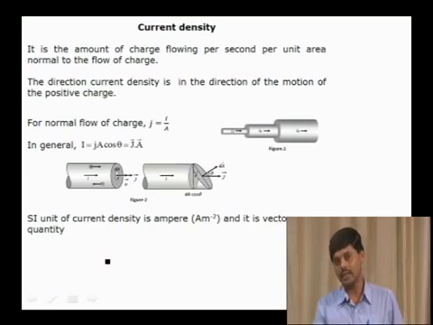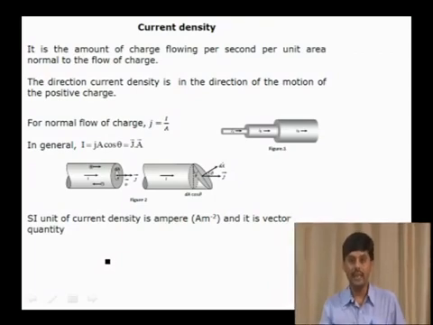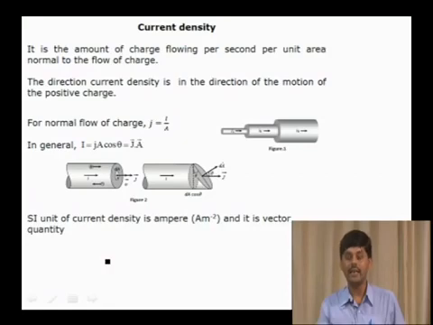Next, current density. It is the amount of charge flowing per unit area normal to the flow of the charges. The direction of current density is in the direction of the motion of the positive charges. Normal to the flow of the charges, J is equal to I by A, which means current per unit area. In general, we take I is equal to J cos theta, that is, J vector dot A vector.